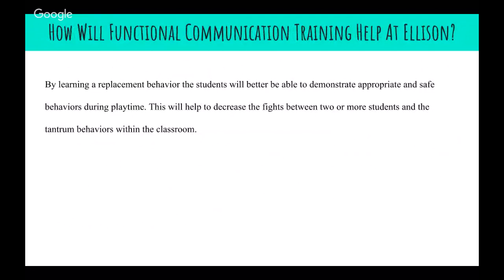How will functional communication training help at Ellison? By teaching the students to use the appropriate behaviors, they will demonstrate appropriate and safe behaviors during the playtime, and this will help to decrease the fights between two or more students and the tantrums within the classroom.